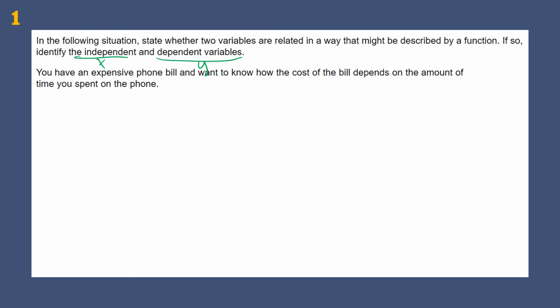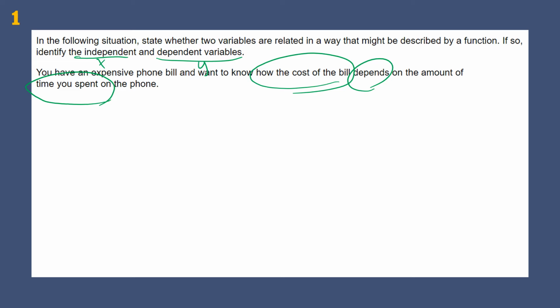You have an expensive phone bill and you want to know how the cost of the bill depends. Well, they kind of gave it to us here. They said depends, so that means we're definitely going to have an x and y relationship. There's a dependent. It says the cost of the bill, that's one part, depends on the time you spent. So which one is causing which? Which one depends on which?